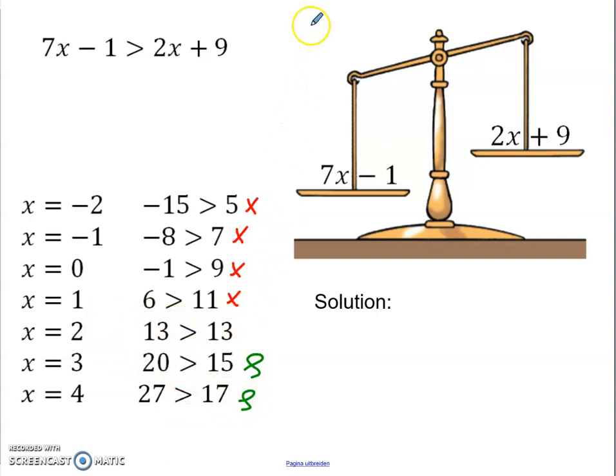This one is also not correct, but it's a special one. 13 is not greater than 13, it's equal to 13. So this is a really important one. And this is again the point of intersection, or you could say the break-even point, because 13 is equal to 13.